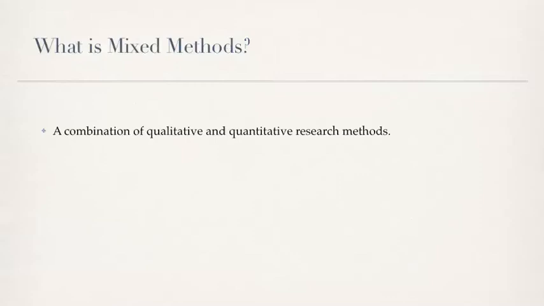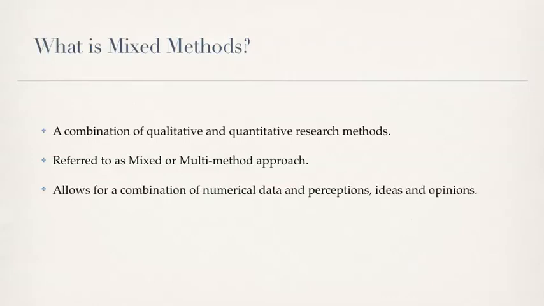And now we're going to look at the mixed method, the third type of research methods. So what is mixed methods? Well, simply stated, mixed methods, as I mentioned before, is a combination of qualitative and quantitative research methods. It's usually referred to as a mixed or multi-method approach. And that allows for the combination of both numerical data and perceptions, ideas, and opinions.